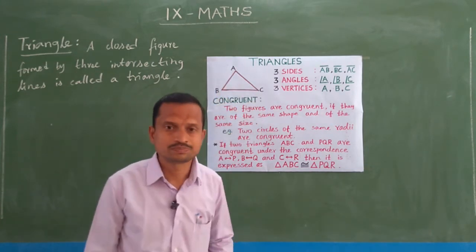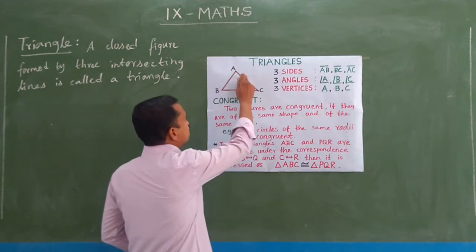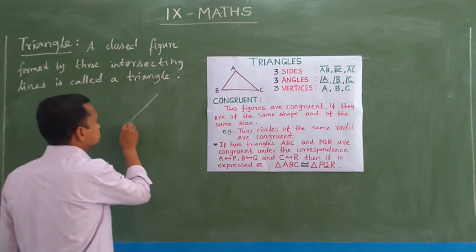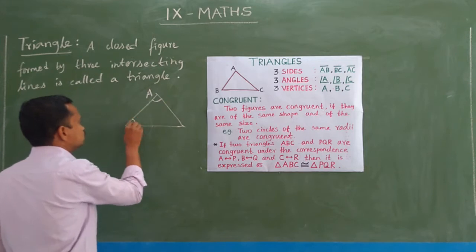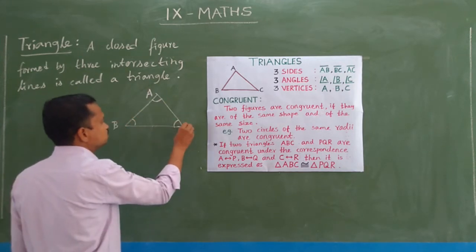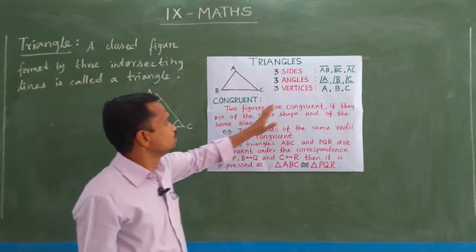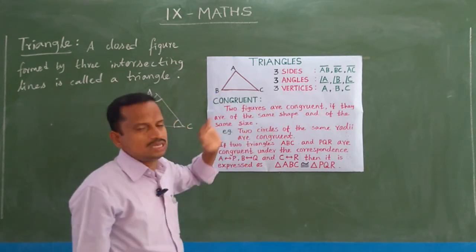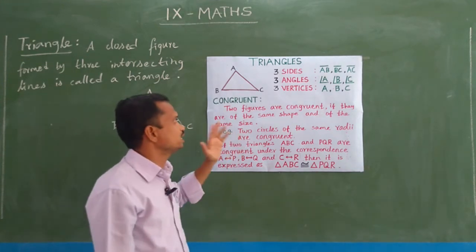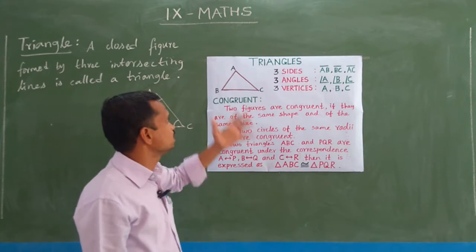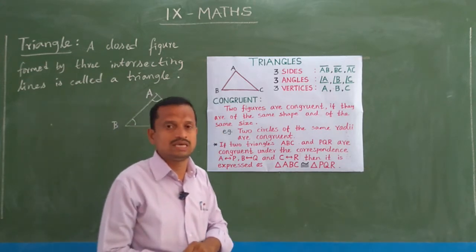Angle means we can put a mark like this in a triangle. This is angle A, this is angle B, and this is angle C. Like that we can put a mark there. So all are three. Tri means three: three sides, three angles, three vertices. So they are naming it triangle, a three-angle figure. Like that they have named it.